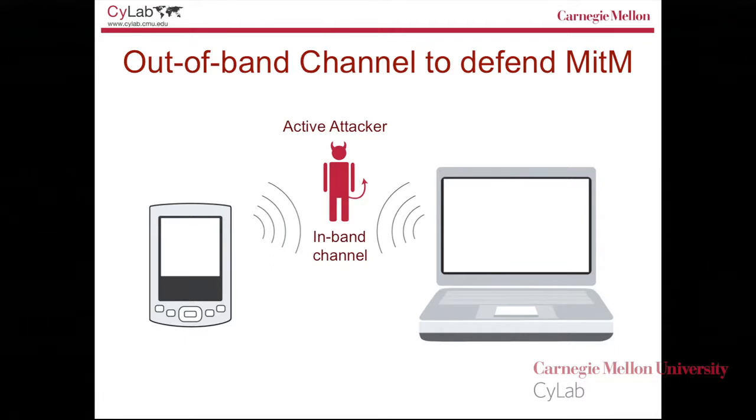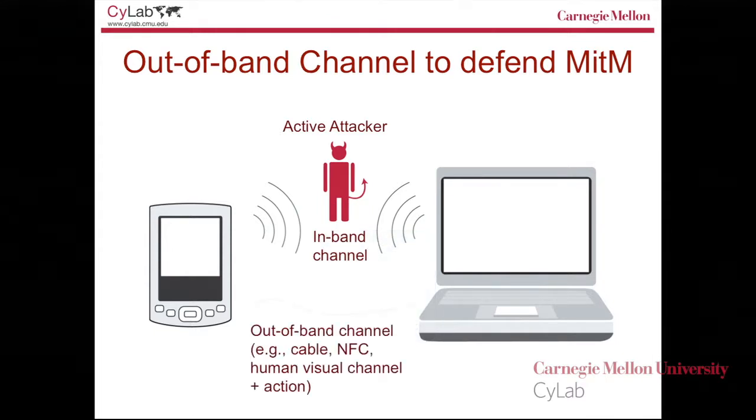So we have our in-band channel where we're trying to communicate this key. We're trying to share it over a wireless medium. We have an active attacker who can intercept. If we use an out-of-band channel, a cable, NFC, maybe Bluetooth, human visual channel, if we pair those two, we have a chance of catching any interference by the attacker.